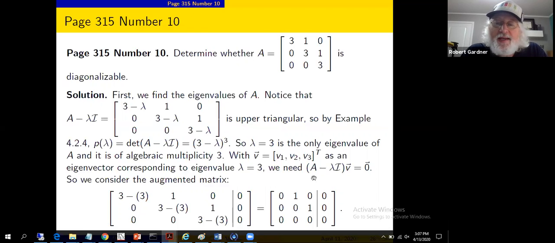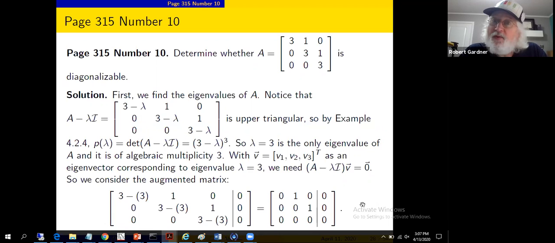So we need A minus lambda I times this vector v to equal 0. That corresponds to a homogeneous system of equations. The coefficient matrix is the A minus lambda I. All right, plug in lambda equals 3, produces this. Already I see a pivot-free column. Already, I like this one. We've already got it in reduced row echelon form, in fact. So we've got one pivot-free column.